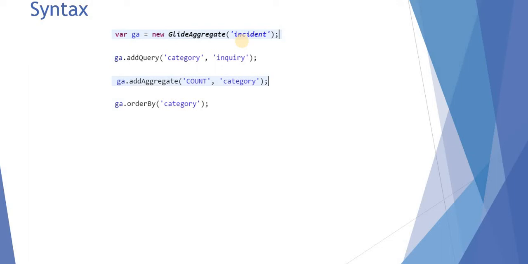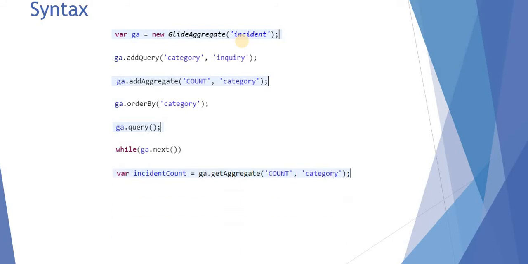Next, if you want to order by those categories, then, for example, if we had selected multiple categories, it will order by those categories and show you the results. So for example, if we had different categories like inquiry and network, it will show us the records in an ordered way. Then you have to do ga.query, which will actually fire the query to the database. So you have to use ga.next, and then you have to get the aggregate with ga.getAggregate, and we'll be getting the count of those categories in a variable, for example incident count, and then we can display it or we can use it in our logic in this particular loop.